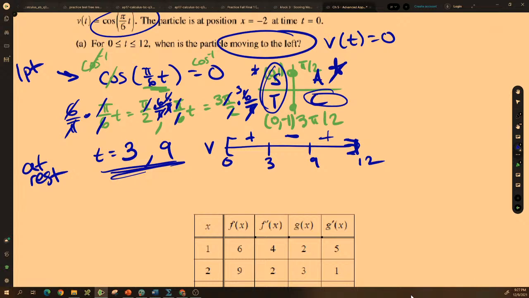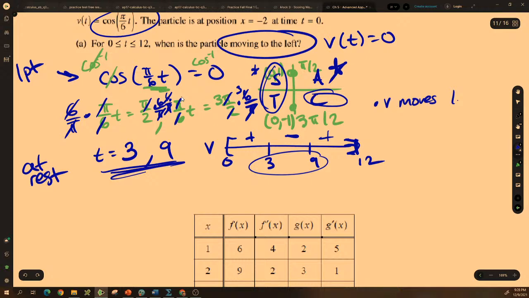Now, if that was a little too hard for you, the first one was easy. And sine and cosine, 99% of the time, they always switch because it's just up, down, up, down, up, down. So this would be positive, negative, positive. All I really had to check was this guy. So when is it moving to the left is this interval. So we'd say something like V moves left for 3 less than t less than 9, because V of t is less than 0 for that interval.